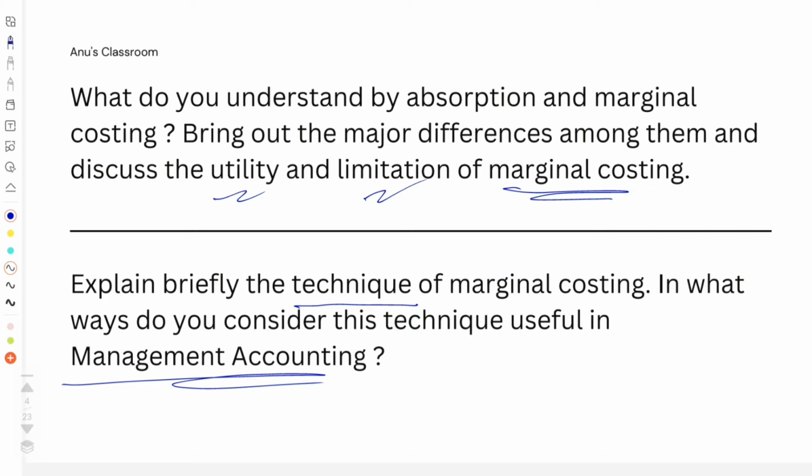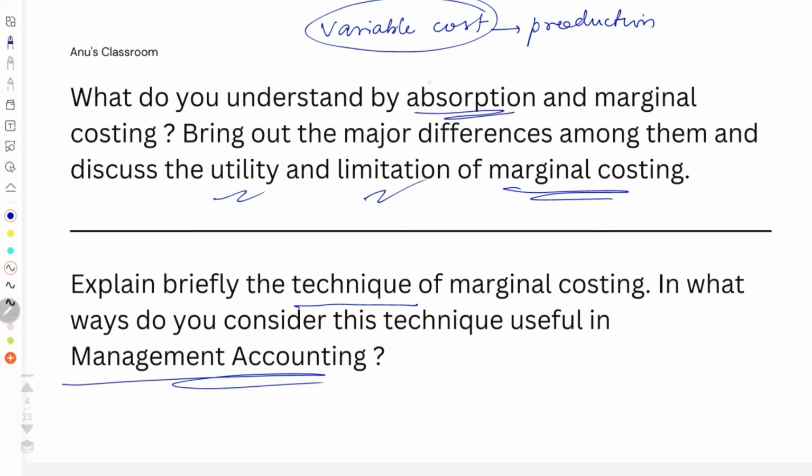So coming back to our question, what is marginal costing? It is the kind of costing that is based on the variable cost of production. So marginal cost is the variable cost of production, and it does not include any kind of fixed cost. But when it comes to absorption costing, it includes both the variable and fixed.